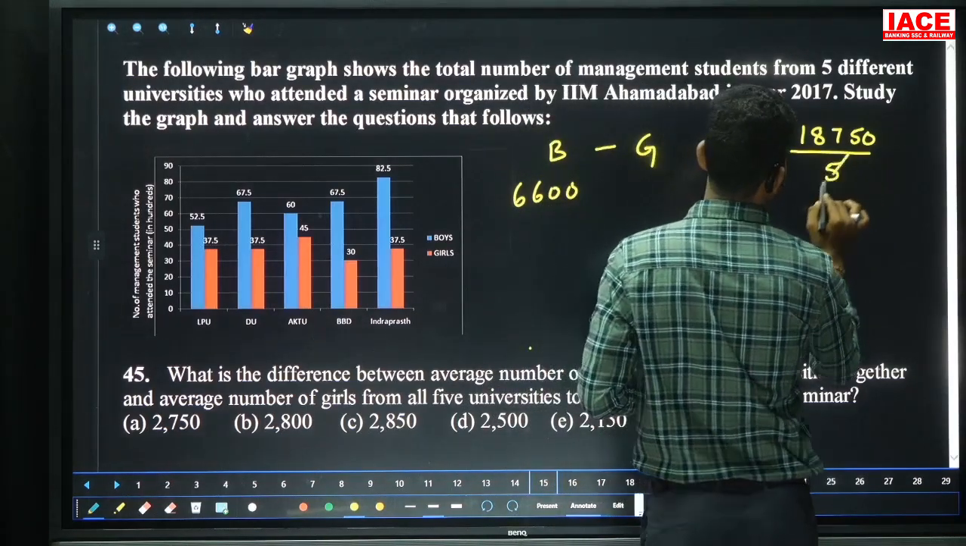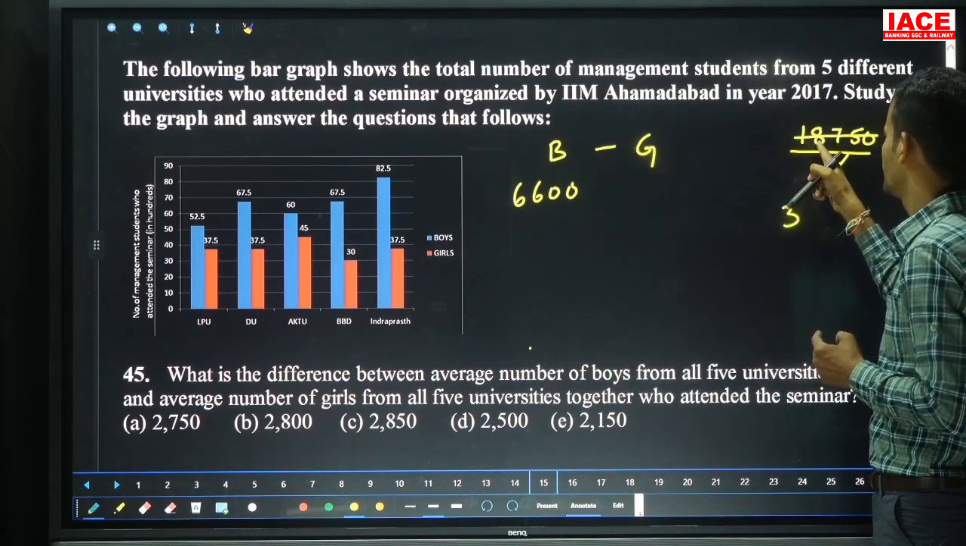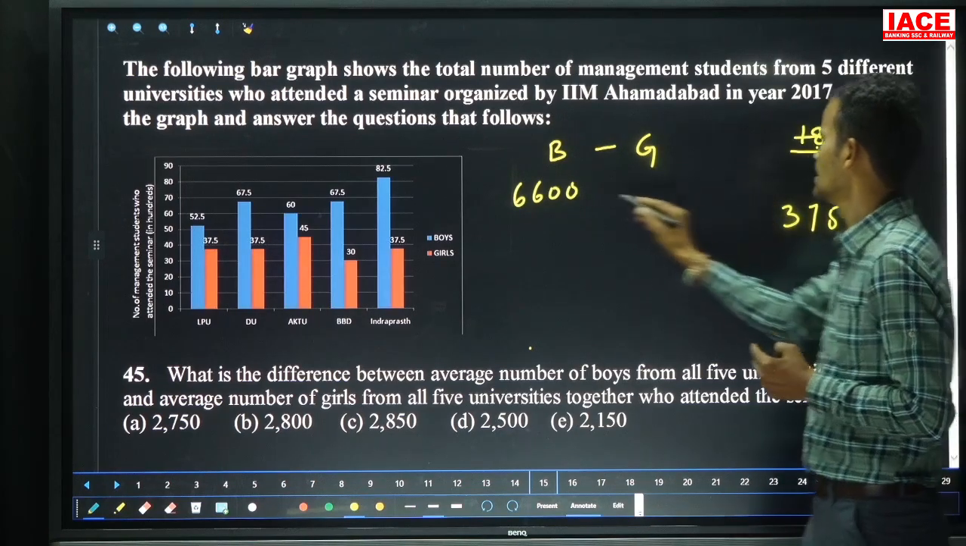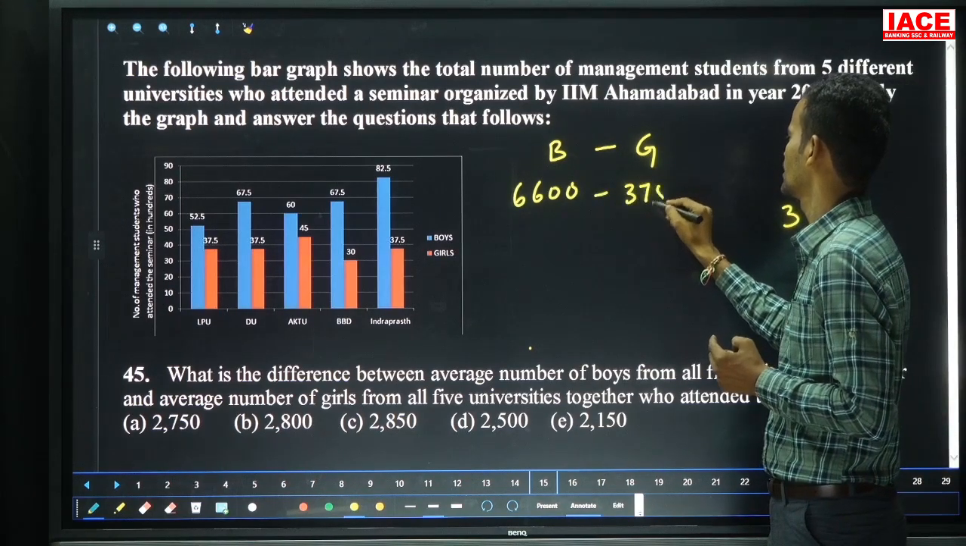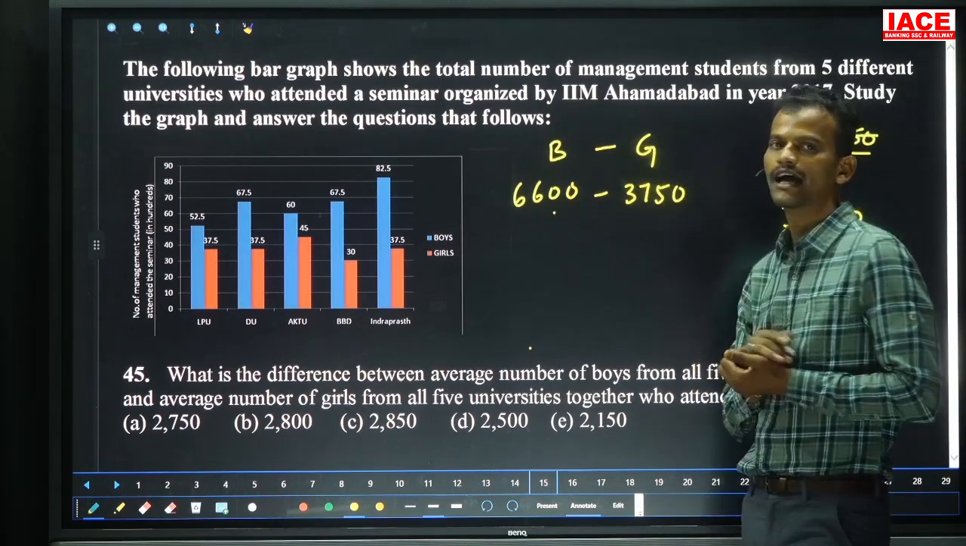5 units. 5 ones are 5. 5 threes are 15. 15 means 37. 5 sevens are 35. 5 fives are. So what is the value? Minus 3750. This is the average number of boys and this is the average number of girls.